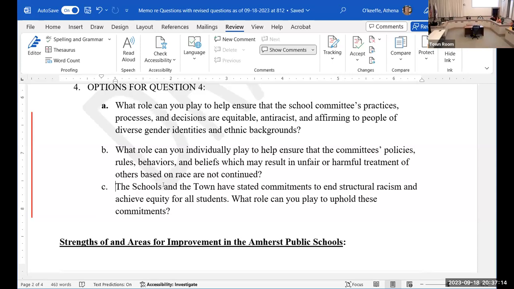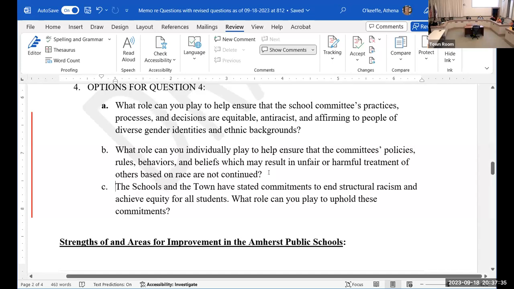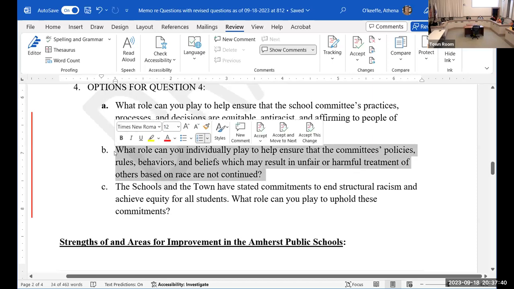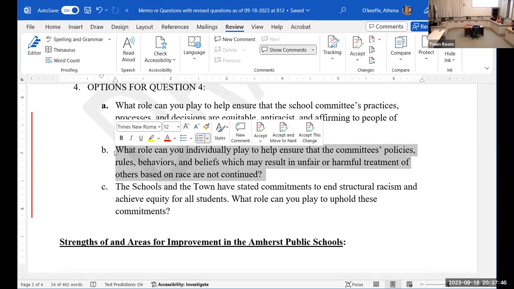I'm going to suggest that we use C as the question for four. Are there strong objections to that? Jennifer? Yes, I would like to use A and C. A and C. All right. So 4A becomes 4, and 4C becomes 5. There's some hands up. Yes. Dorothy? I just wanted to agree that we needed A and C.